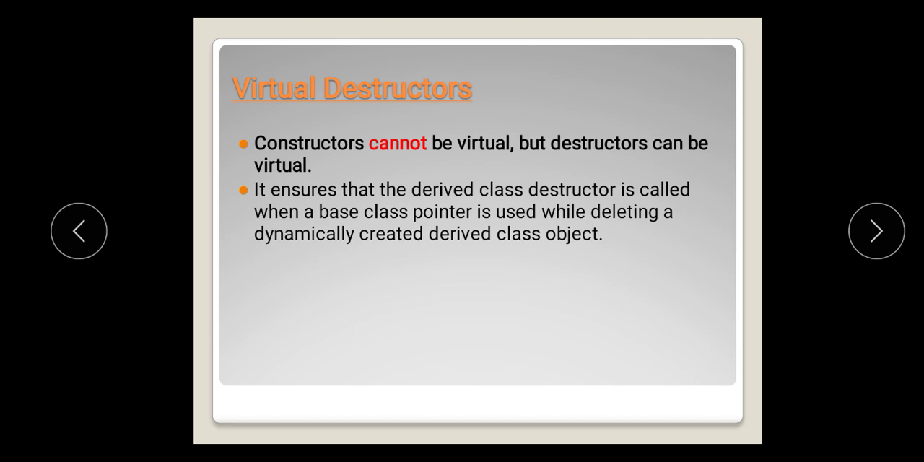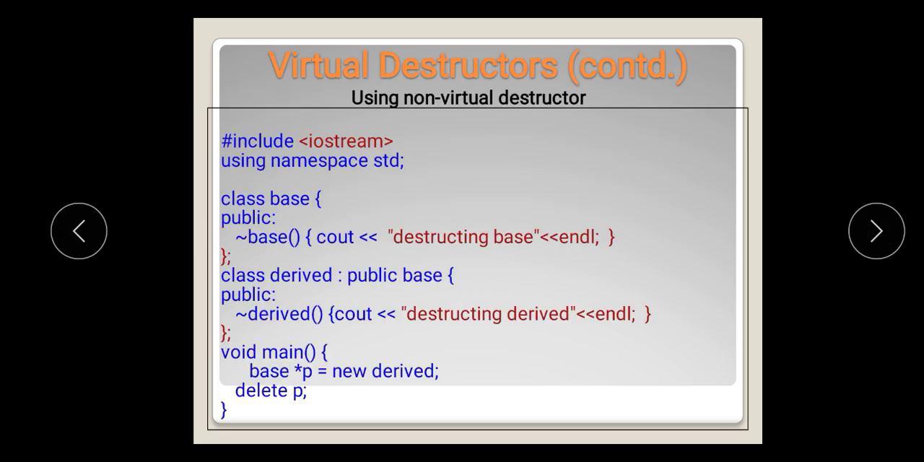Now the virtual destructor. A constructor cannot be virtual, but a destructor can be virtual. It ensures that the derived class destructor is called when the base class pointer is used while deleting the dynamically created derived class object. Listen carefully, it ensures that the derived class destructor is called when the base class pointer is used while deleting the dynamically created derived class object. Again, I will show you with the help of an example.